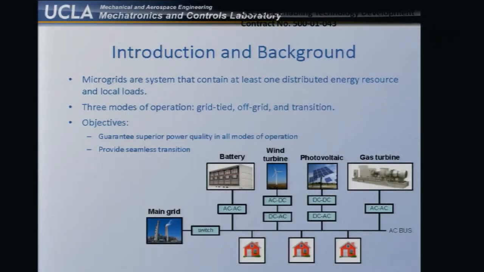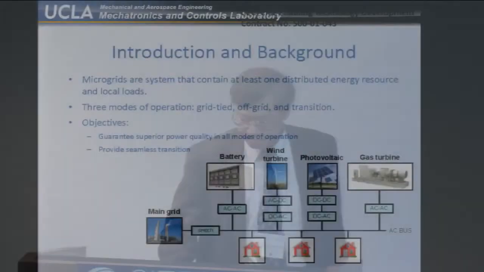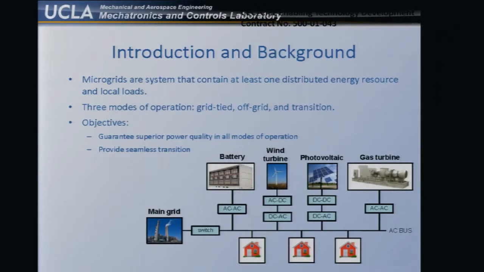This project is about the control at the power control layer of the microgrid. The grid has three modes of operation: grid tied, off grid, and during the transitions. Our objective is to have superior power quality in all modes of operation, and also provide seamless transition between grid tied and off grid. A typical microgrid could be like this.